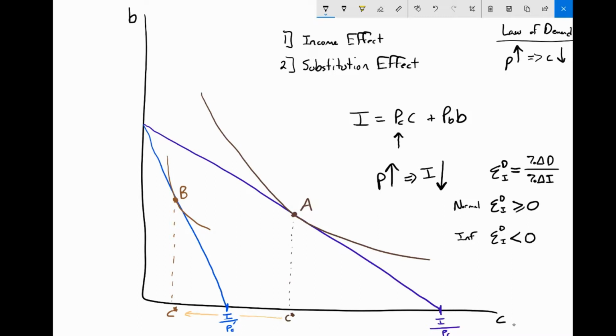And so basically, this income effect is capturing that, okay, if prices go up, my effective income goes down. If my effective income goes down, how's that going to affect demand? Well, let's think about it for a normal good, and then for an inferior good. Start with a normal good. For a normal good, an increase in income increases demand. Therefore, for a normal good, a decrease in income results in a decrease in demand.